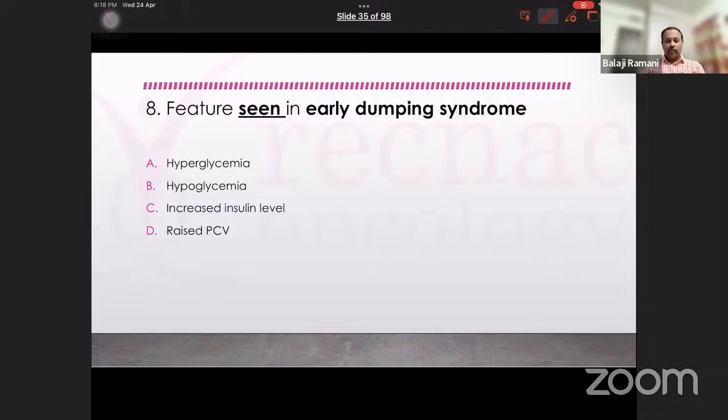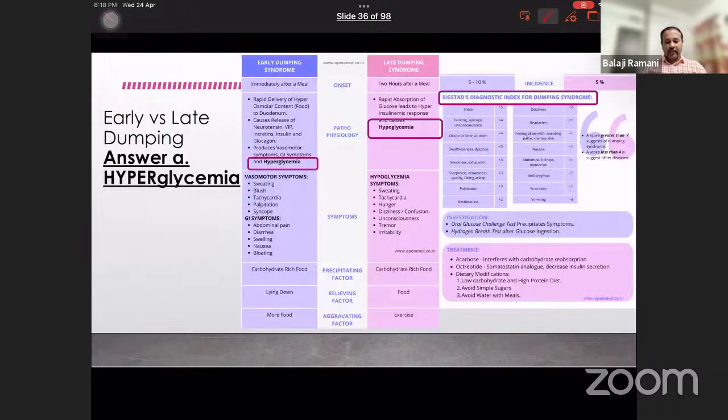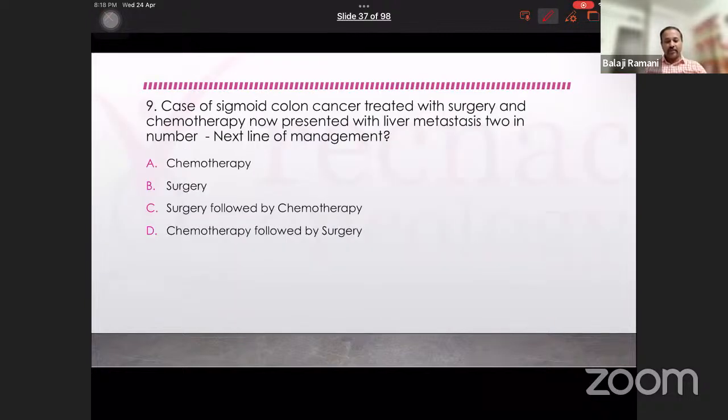Right. Now, features of early and late dumping syndrome. This is not really oncology, but anyway, I've put this up here. I'll probably share the PowerPoint in the group. I'm just skipping this and going on to the actual malignancy related part of things.